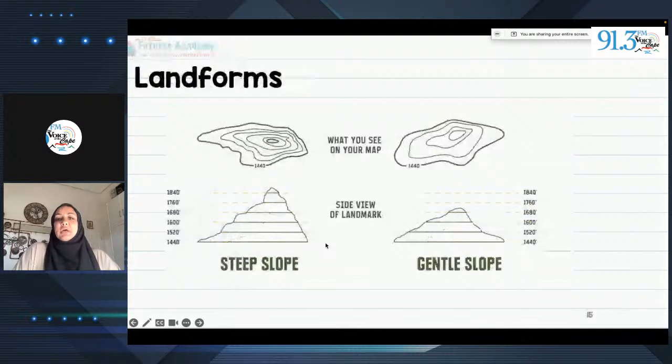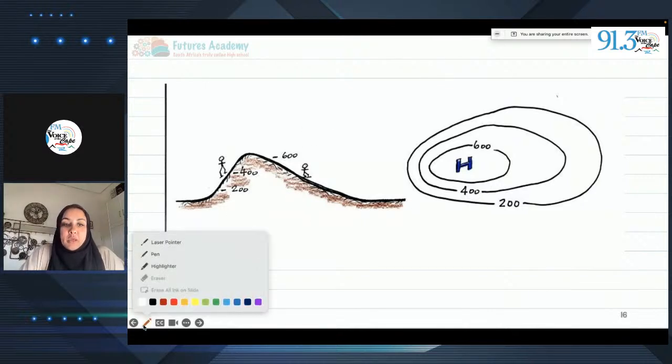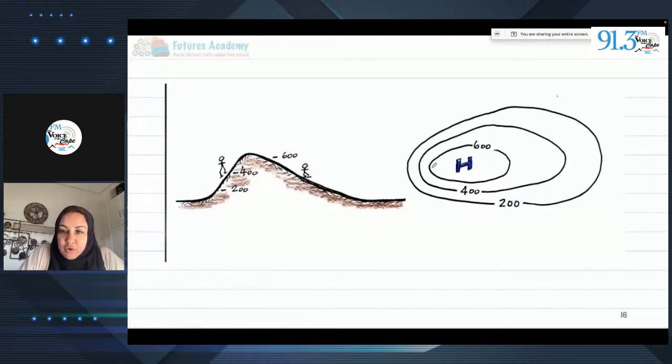Now, for example, if we have a look at this little diagram that I drew here on the side, you'll see that the height starts to increase as we get to the top of the mountain. And then it starts to decrease as we move away. So how will this little landform look if I place it on a topographical map? So let's just go here. If you have a look, you can see that this particular region here is very close to each other. So that's here.